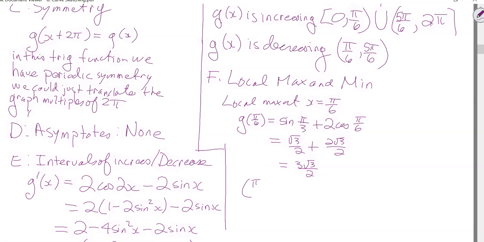Pi by 6, 3 root 3 over 2. They didn't give us that value? No. Seems a little negligent. All right, what's root 3? So it's like 1.7 times 3 is like 5.1, divided by 2 is like 2.7.